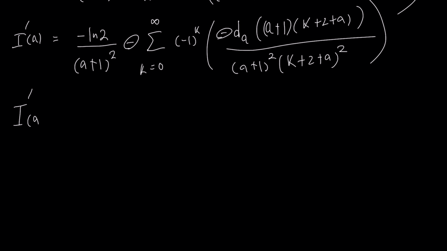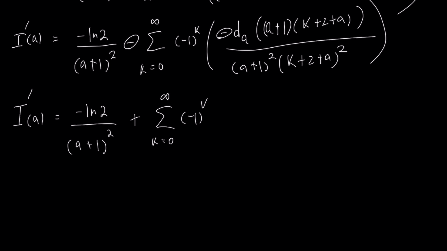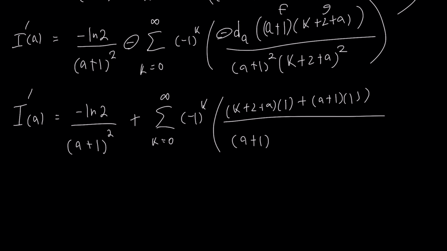So you have I prime of a is negative log 2 divided by a plus 1 squared, and then plus the sum from 0 to infinity, negative 1 to the k. And differentiating this, I'll label this f and g using the product rule. We have g and then f prime, and then plus f g prime will end up being 1 over a plus 1 quantity squared times k plus 2 plus a quantity squared.